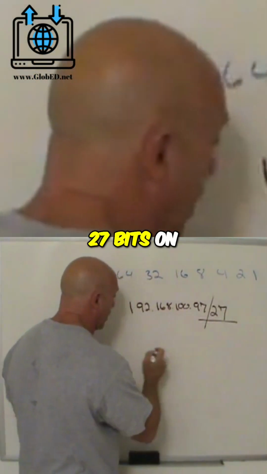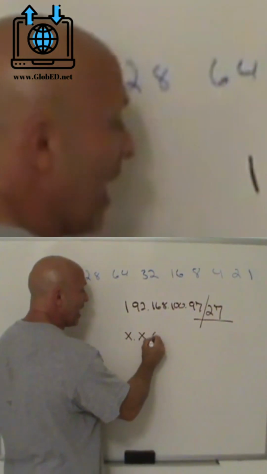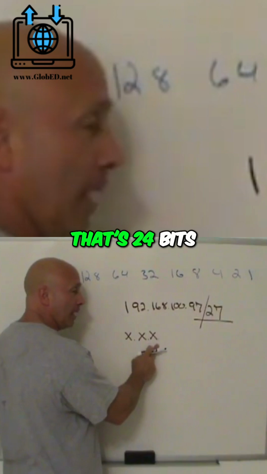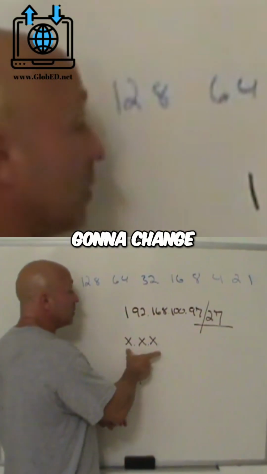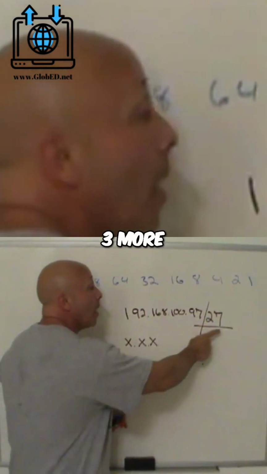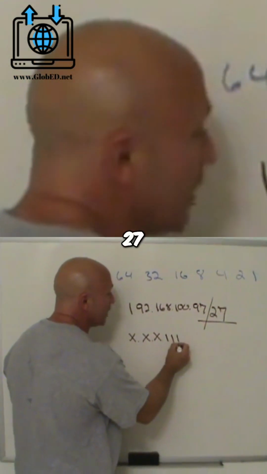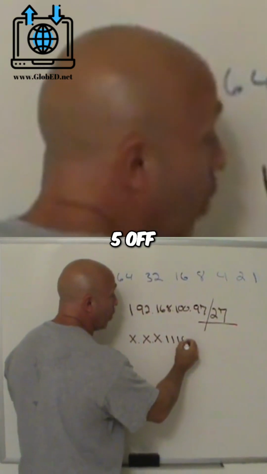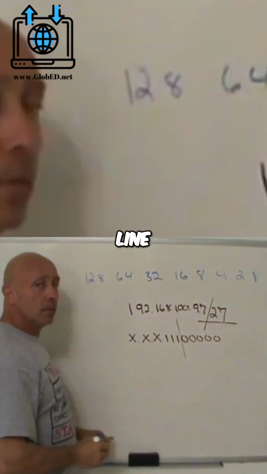27 bits on. So you have X.X.X, that's 24 bits. Why do I put X's? I'm lazy, I don't feel like writing the numbers again. That's not going to change. So 24 bits on. 3 more, right? 25, 26, 27. And then we have 5 off. 1, 2, 3, 4, 5. There's your line. That's it.